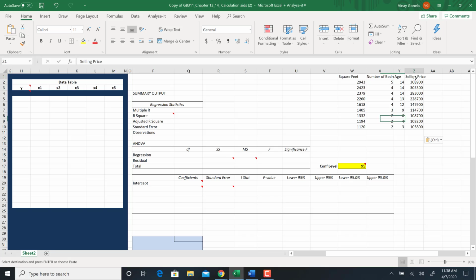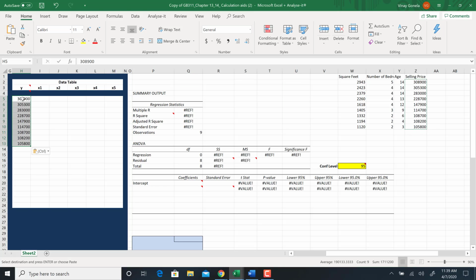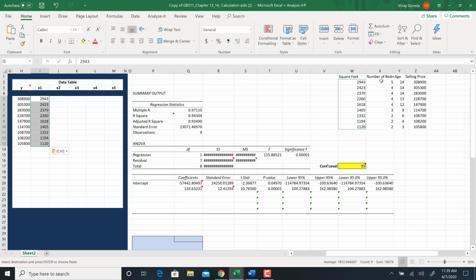So the first thing is which one is your Y. You can look at it: your selling price is your Y. So this is your Y variable. I will copy this data, the Y, into our Y column, and then x1 is the square feet. I will copy this here. X2 is number of bedrooms. I will copy it here, and then x3 is the age. I will copy it here.